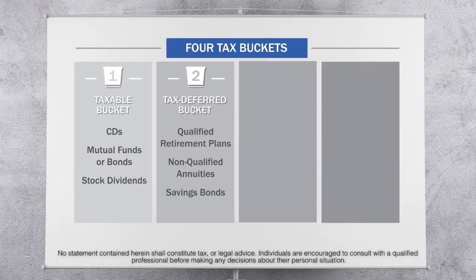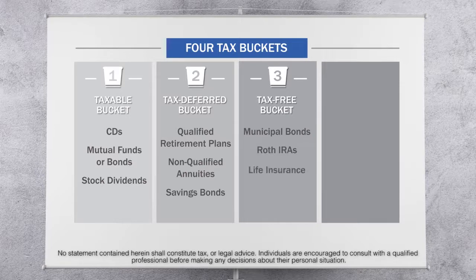The third bucket is your tax-free bucket. There are 3 financial vehicles that are also going to be considered tax-free. Currently, that's municipal bonds, Roth IRAs, and properly structured life insurance. And notice I said properly structured life insurance. Nothing else is tax-free. In fact, municipal bonds are not always tax-free, but for the most part they are.